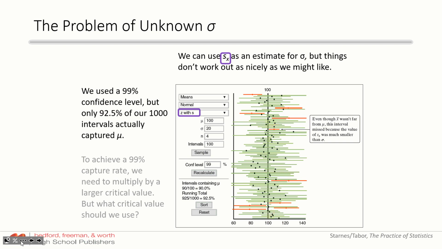So, all right, what do we do about it? If we want a 99% confidence level, we need to have a 99% capture rate.